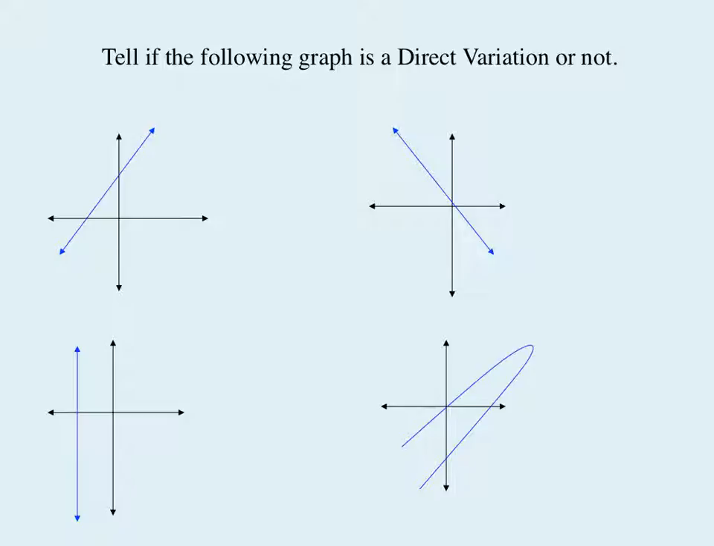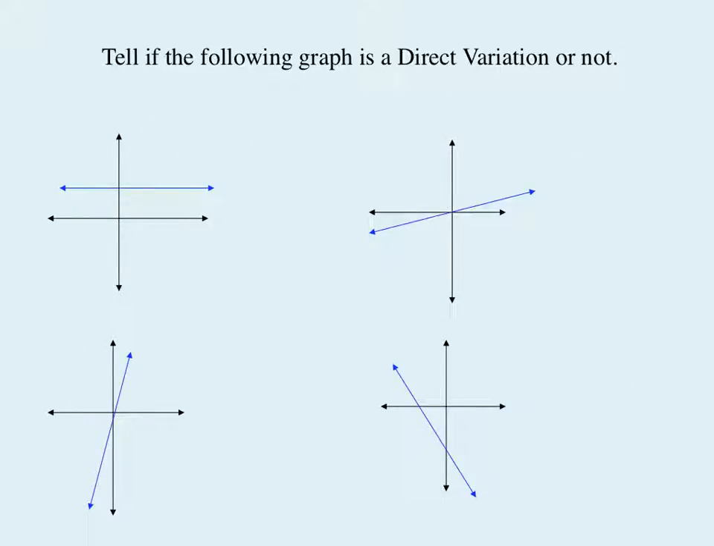First example here, direct variation, nope. Second example, looks like it wanted to be, but it is not going through the origin. Third example, a straight line, not through the origin. Fourth one goes through the origin, but it's not a straight line. So actually all of these are no's. And lastly, this first top left one is a horizontal line, but does not go through the origin, so nope.